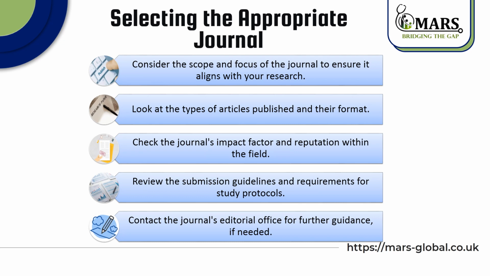To select the appropriate journal, you have to consider the scope and focus of the journal to ensure it aligns with your research. Look at the types of articles published and their format. Check the journal's impact factor and reputation within the field. Also, review the submission guidelines and requirements for study protocols, and you have to contact the journal's editorial office for further guidance if needed.